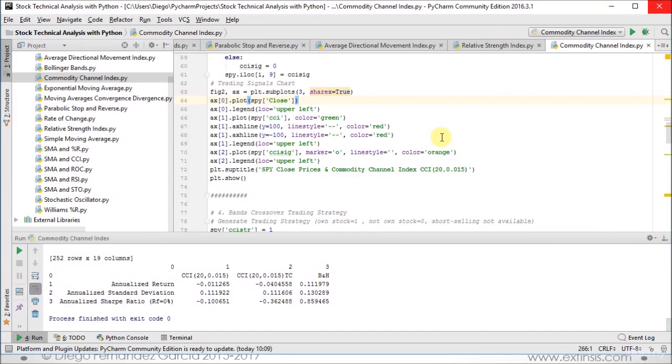So now that we've finished with the average directional movement index and commodity channel index, we are going to continue with our single indicator and leading indicators based trading signals. In this case, we'll be studying our moving averages convergence, divergence or MACD together with our rate of change, and those will be our following objectives.